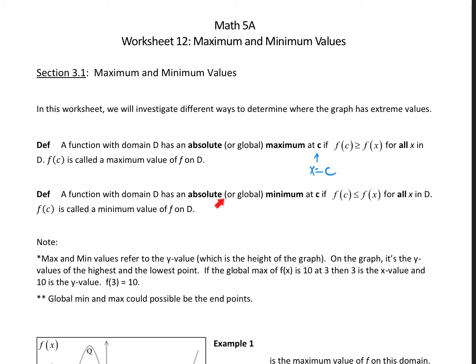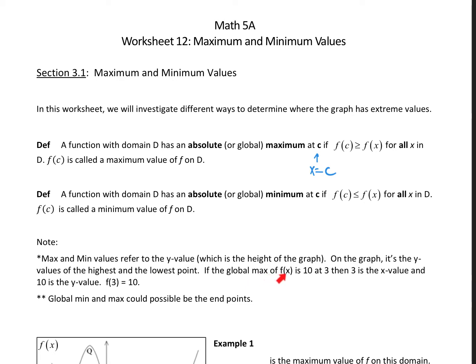A function with the domain D has an absolute minimum or global minimum if f of c is less than or equal to f of x. Again, this is the smallest value, or the lowest point of the graph. f of c is called the minimum value of f. Note, max and min refer to the y value. Every point on the graph has an x value and a y value, so when we talk about the minimum and maximum, we're actually referring to the y value of the point, the highest and the lowest point on a graph.